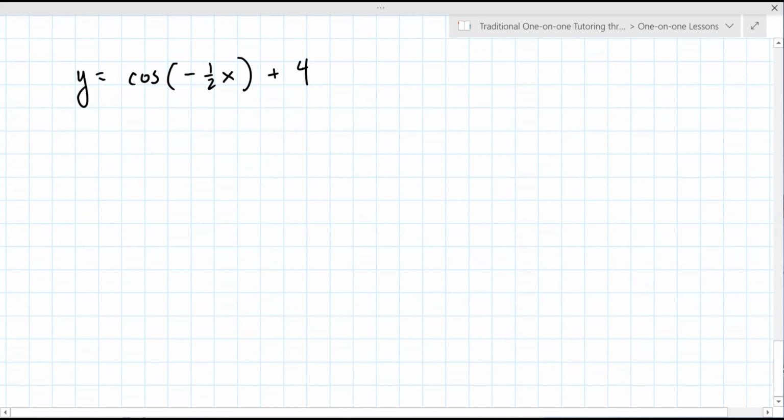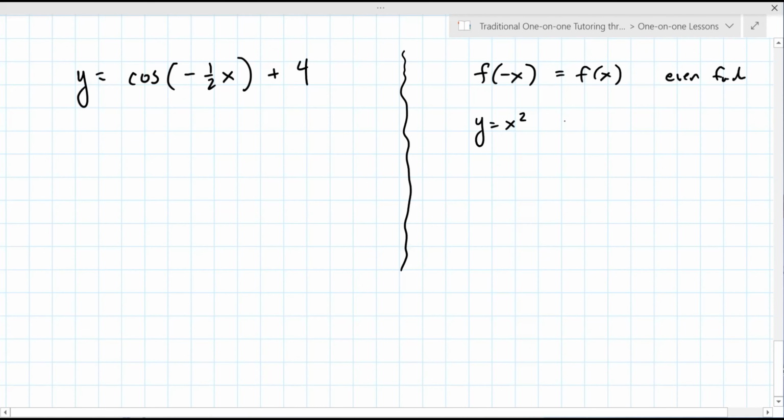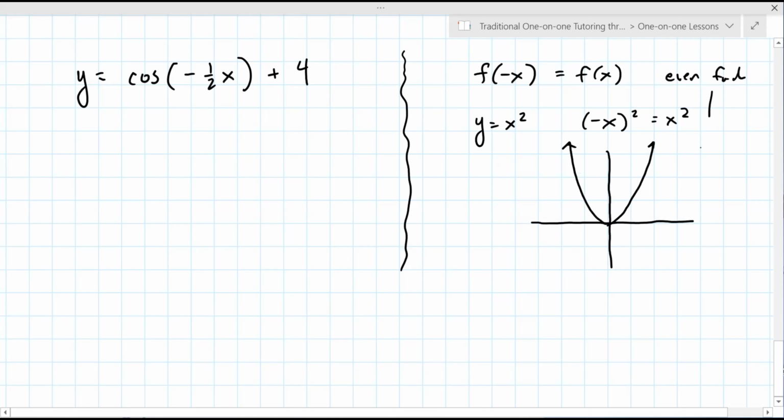Okay. So as a review, if f of -x equals f of x, this is called an even function. And why is that relevant here? Well, let's look at y equals x squared. If you put -x in for x, you get x squared. And graphically, here's what that means, because this is actually what you care about. The right side looks like the left side. That's what an even function is.